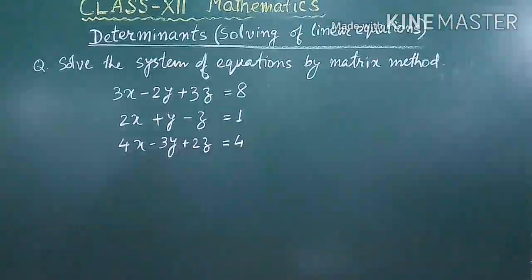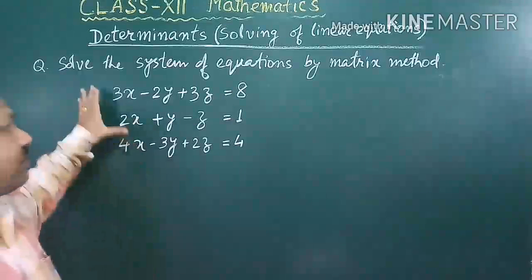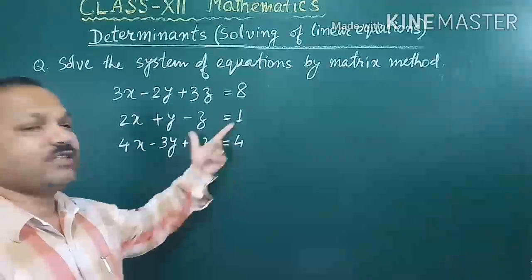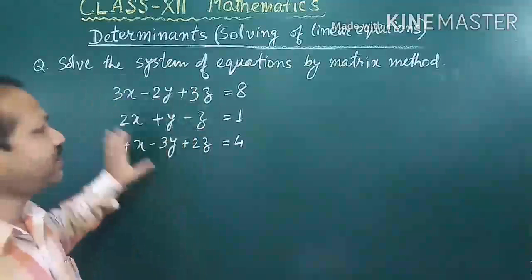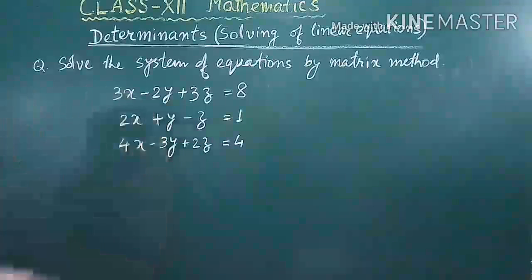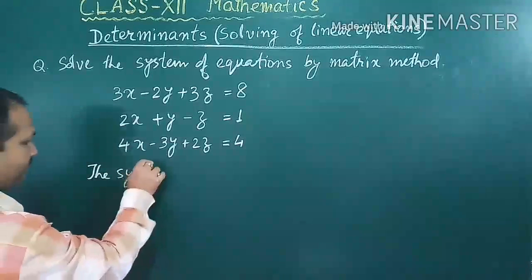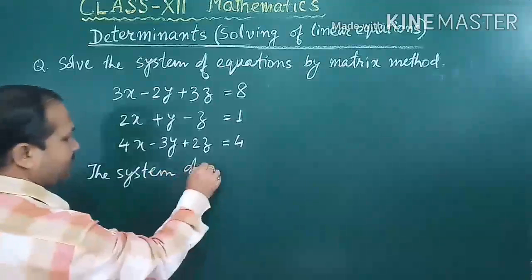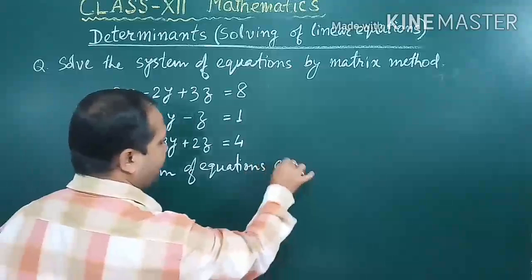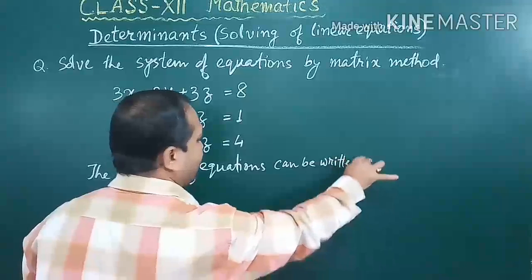If the equation is like that, solve the system of equations by using the matrix method. The system of equations is given. Here it is in 3 variables. How can we solve it by using the matrix method? If we write this system of equations using matrix, then the system of equations can be written using matrix.